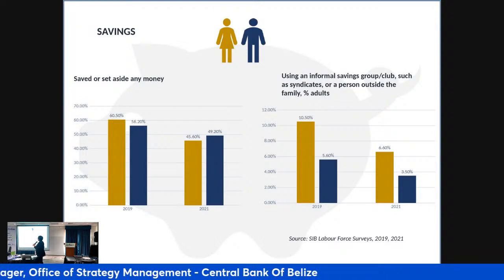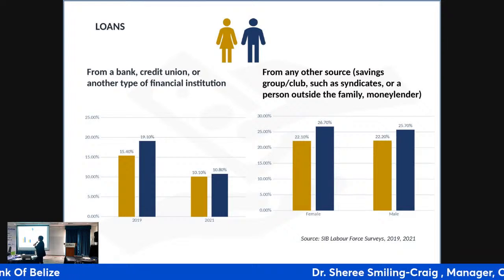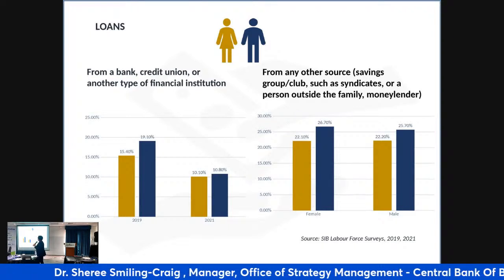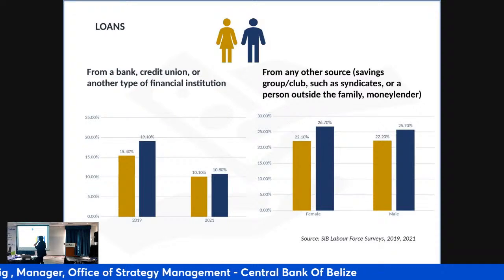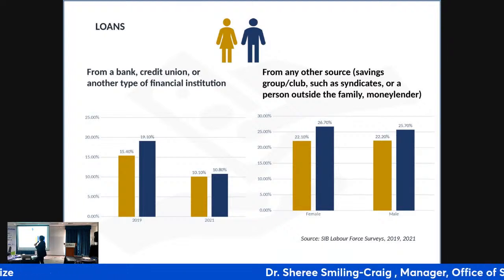So when it comes to loans now, these are loans from a financial institution. And we will see that mostly the men tend to save a little more and borrow a little more. And again, from the informal sector, you will see that they borrowed also from the informal sector.